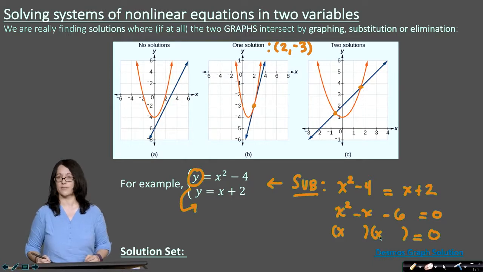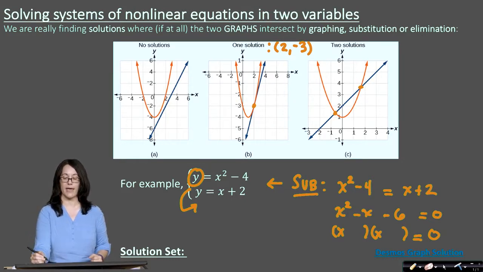X, what factors of -6, so with different signs to get a negative result, would add up to give you a -1, because the coefficient of x is negative. Well, you would have either 6 and 1 or 2 and 3. Those are your factors of 6. So with different signs, which of those would produce a -1?